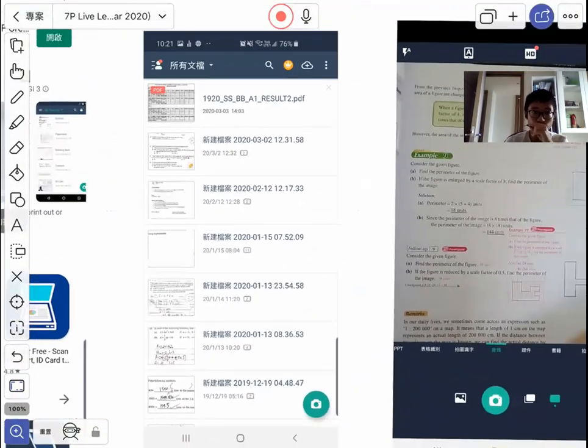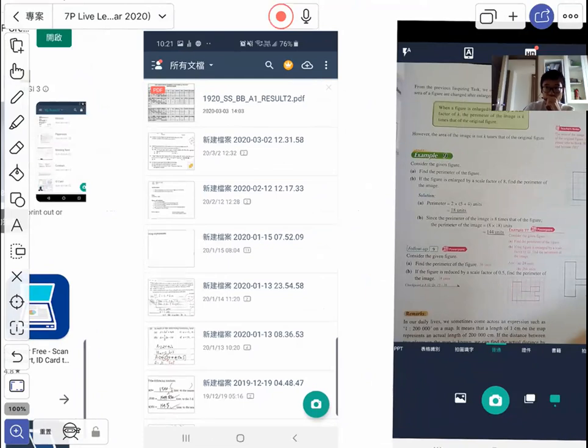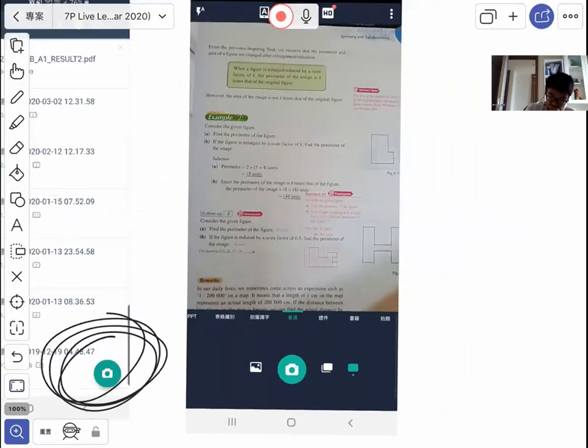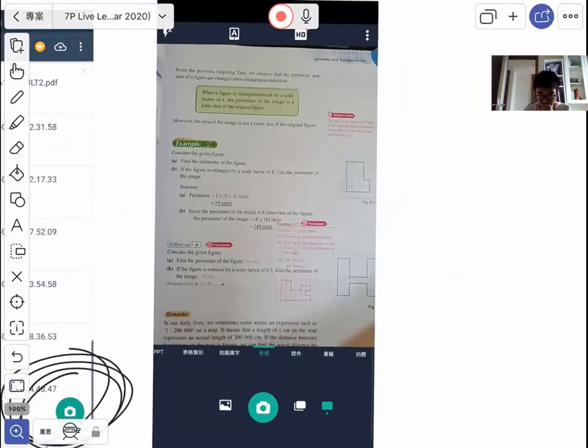But if you're new to it, you have no documents, of course. Right. So I have some old documents. Also, how do you take the photos? You can just press this button. Okay, this button, right, and then you can take the photos, and then you will see this, okay, and then you can take the photos.